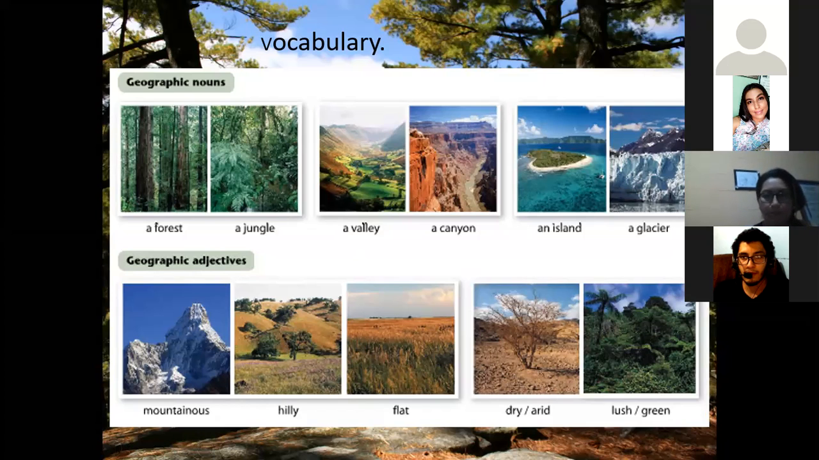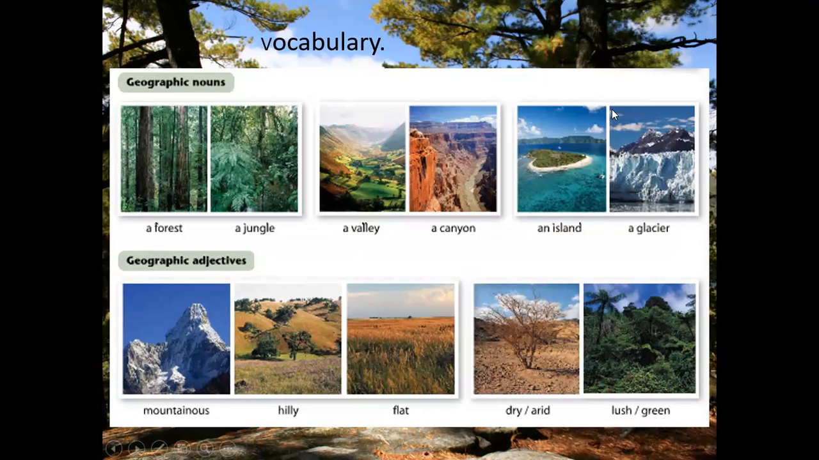Vocabulary, describing the natural world. Read and listen. Geographic nouns. A forest. A jungle. A valley. A canyon. An island. A glacier. Geographic adjectives. Mountainous, hilly, flat, dry, arid, lush, green. Now listen again and repeat.